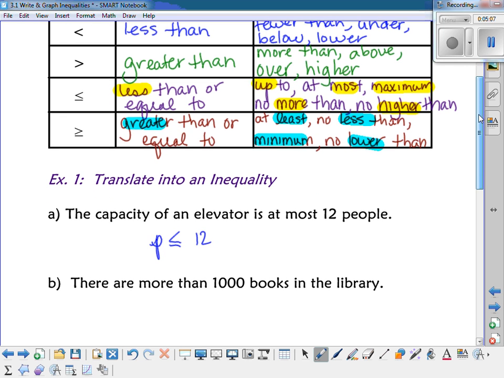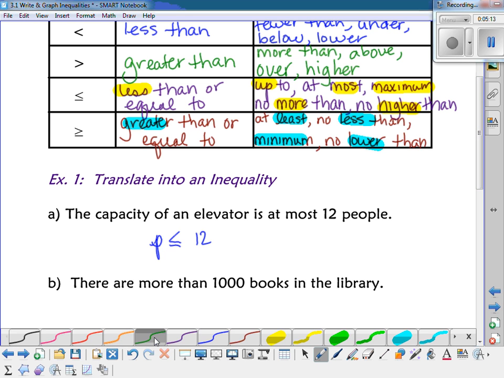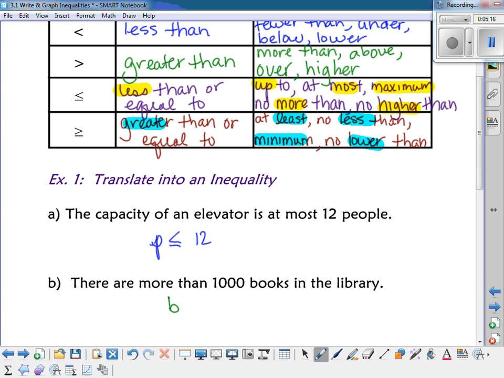In our next example, we have there are more than 1,000 books in the library. So using B for books. Okay, so it says there's more than, well, that's the same as greater than, 1,000 books in the library. The only thing you have to ask yourself is, could it be exactly 1,000 books? So if I say it's exactly 1,000 books, is that more than 1,000? No. So it is just greater than 1,000. It's not greater than or equal to. So in this case, B would be greater than 1,000.